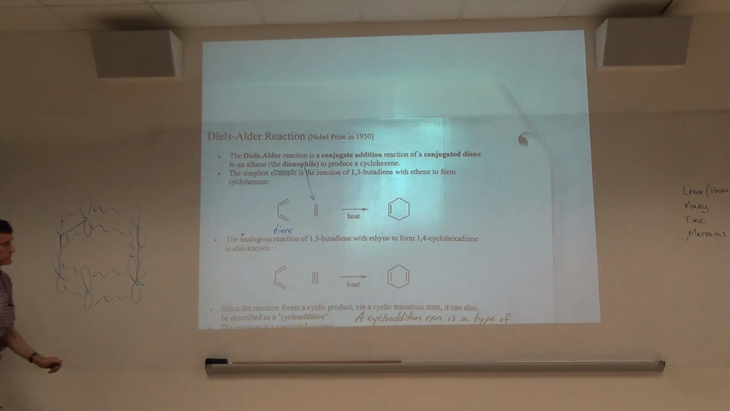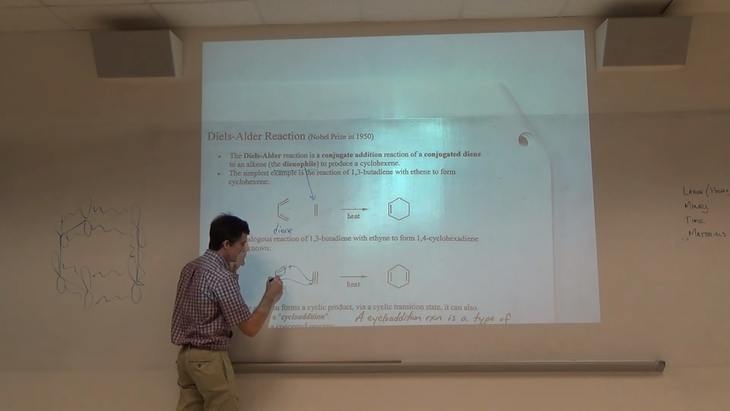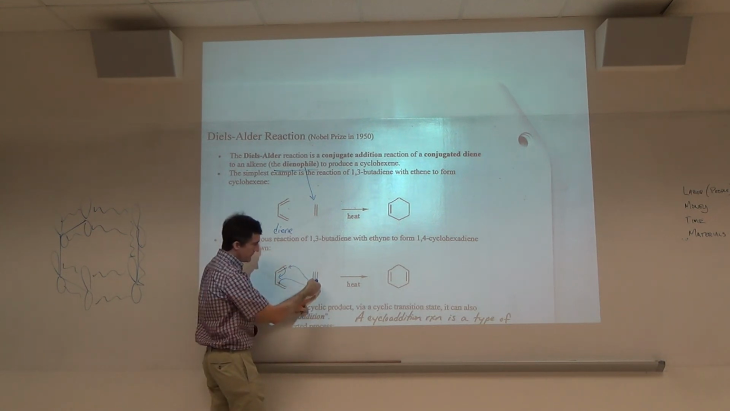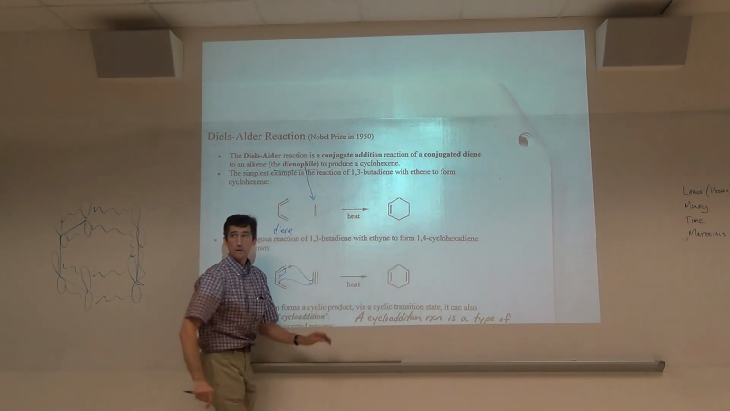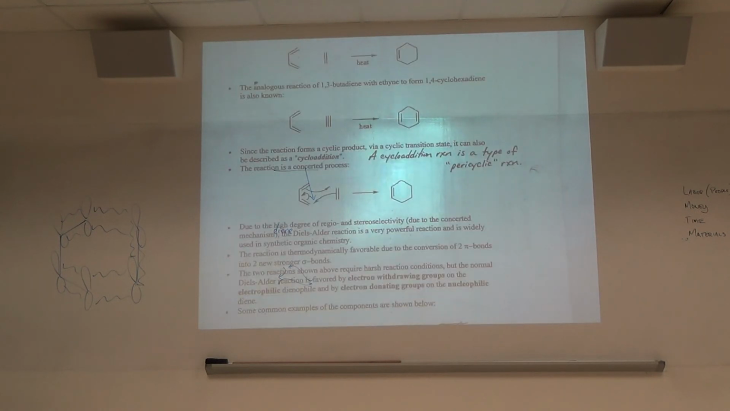You can also do this with triple bonds. If this added here, this up, and this down, you'd get your 6-membered ring, pi bond here, but there'd be 1 pi bond left over here. So there's actually 2 pi bonds there. Alkynes can also be dienophiles.